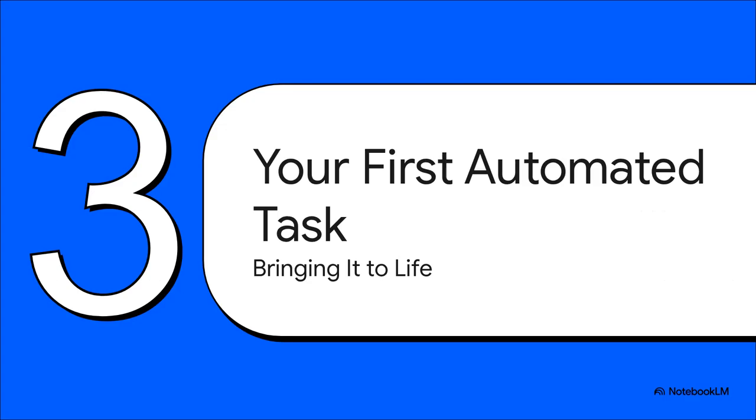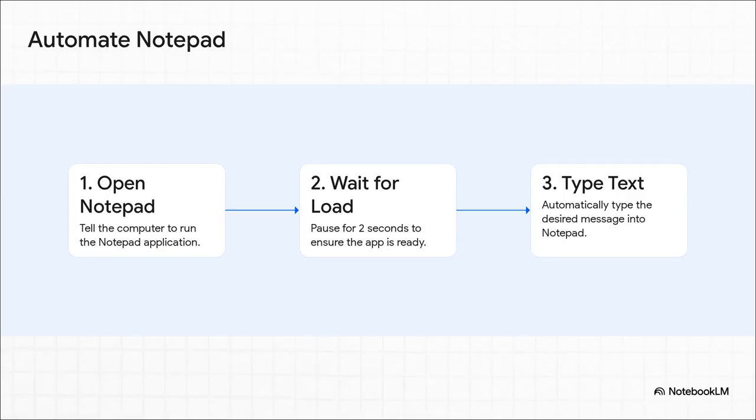All right, enough talk. Theory is great, but let's actually build something. We are going to write our very first script to automate a simple, everyday task. It is time to see this thing in action. Okay, before we write a single line of code, let's just think this through like a human. What's the plan? It's really just 3 simple steps. 1, we tell the computer to open Notepad. 2, we give it a second to load up. And 3, we tell it what to type. That's it. That is the entire logic behind our script.